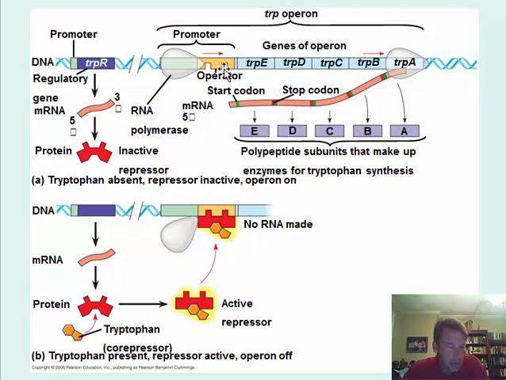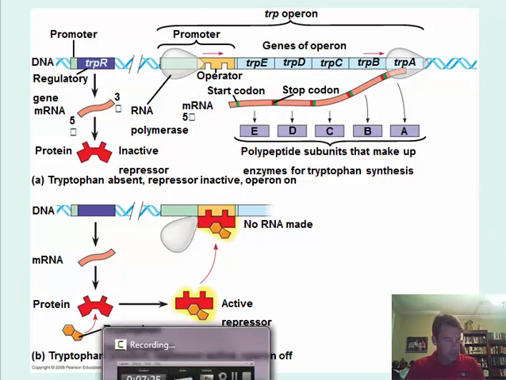And we have an operator. The operator switches transcription on and off. And then we have a promoter right here. This promoter is where the RNA polymerase binds and starts that process that we just talked about of RNA transcription. All right, so those sections are called an operon of the gene.